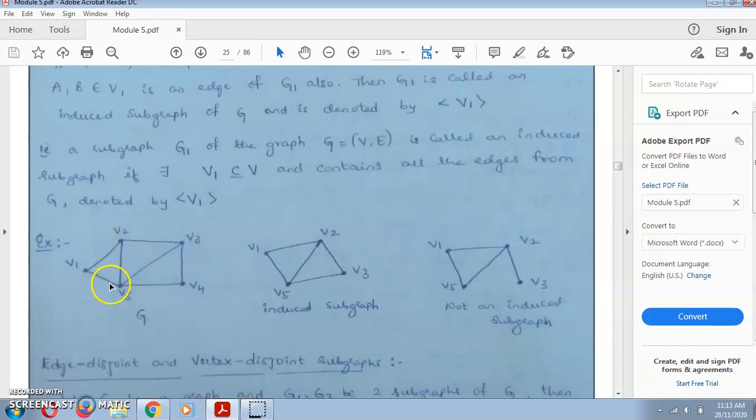By taking this into consideration, V1 V2 V3 V4 is a complete graph, and even V2 to V5 there is an edge. But why is it not an induced subgraph? Because between V5 and V3 there is no edge.